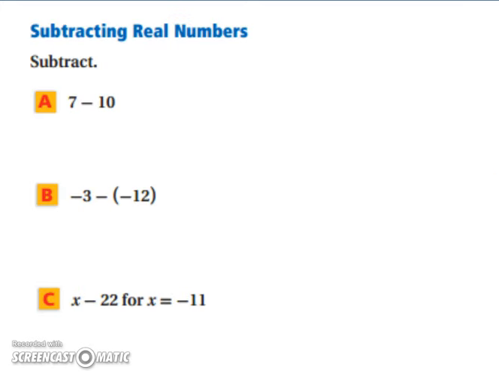Let's practice. So we have 7 minus 10. We can rewrite this as 7 plus negative 10. The signs are different, so therefore we're going to subtract. So we have 10 minus 7, which is 3. We have one more step. Is the absolute value of 10 or 7 larger? The absolute value of 10 is larger, so we're going to keep the negative. So negative 3.